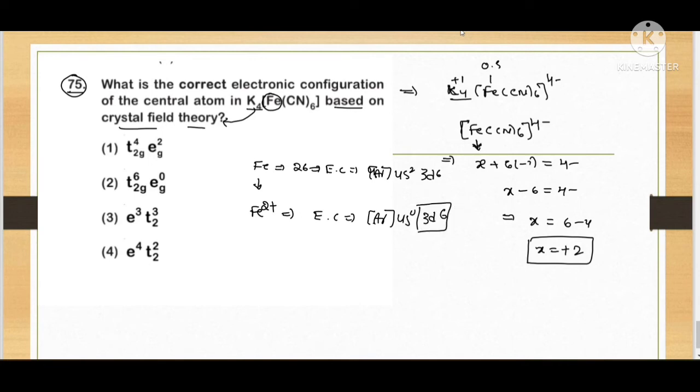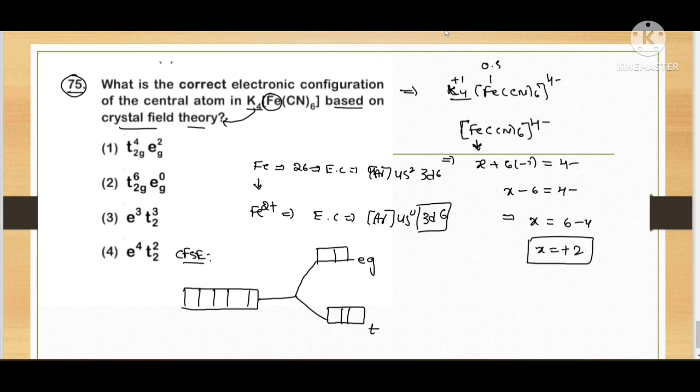Now let us see the splitting in crystal field theory. These d orbitals are split to form eg and t2g. Here there are 6 electrons present in the d orbitals. Here 1, 2, 3, 4, 5 and 6.